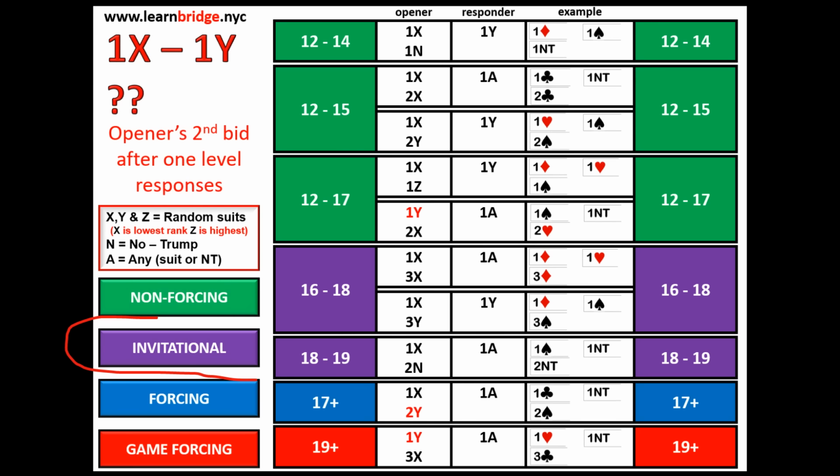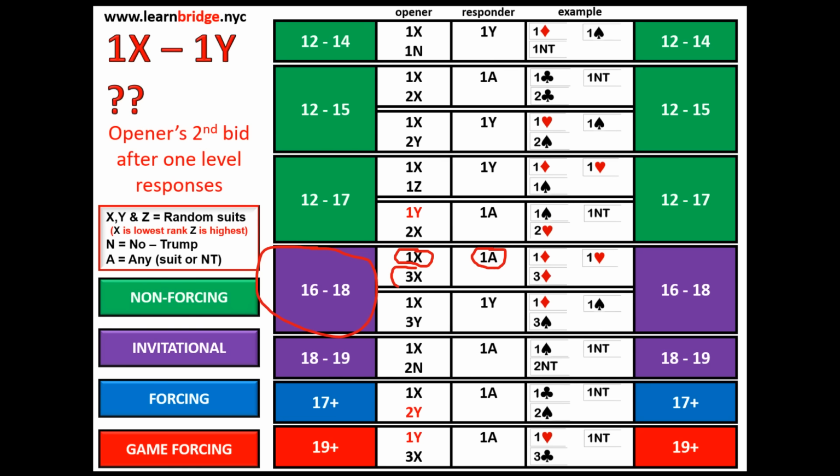which is our invitational section. These are the bids that we're essentially going to see our partner respond, and we're going to make a stronger bid than just our normal, like, lowest level rebid. And you can see the first auction here in the 16 to 18 range. We see that the opener has opened one of a suit. The responder has responded anything at the one level.